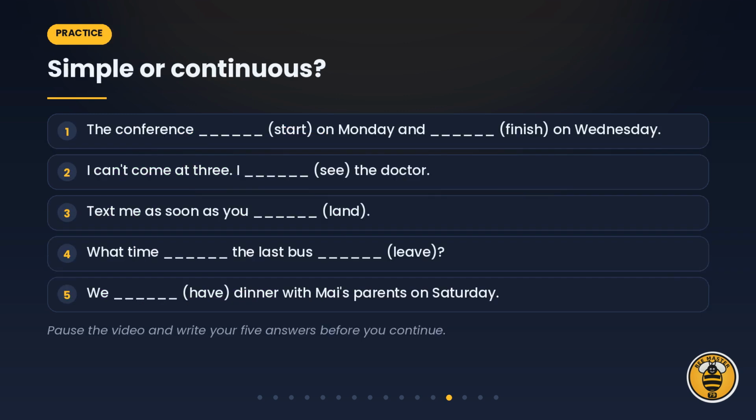Time to practice. Put the verb in brackets into the present simple or the present continuous. I'll read the 5 sentences once, then pause the video and write your answers. 1. The conference blank start on Monday and blank finish on Wednesday. 2. I can't come at 3. I blank see the doctor. 3. Text me as soon as you blank land. 4. What time blank the last bus blank leave? 5. We have dinner with my parents on Saturday. Pause the video now.